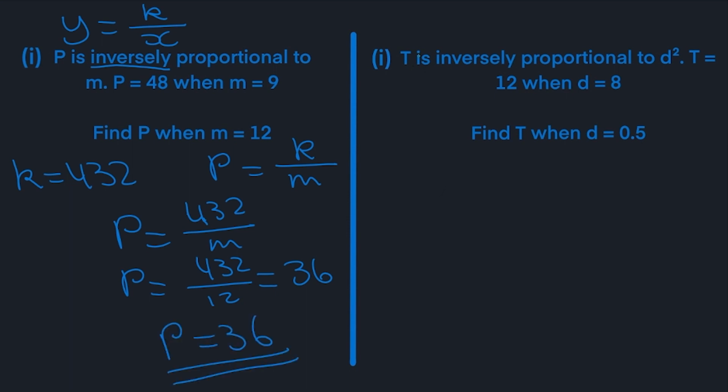Now for this one, we have t is inversely proportional to d squared, and t is equal to 12 when d is equal to 8. Well, let's make our formula first. We have t is inversely, so k over what? K over d squared. It might also say the square of d, which is basically the same thing as d squared. And again, it tells us that t is equal to 12 when d is equal to 8.